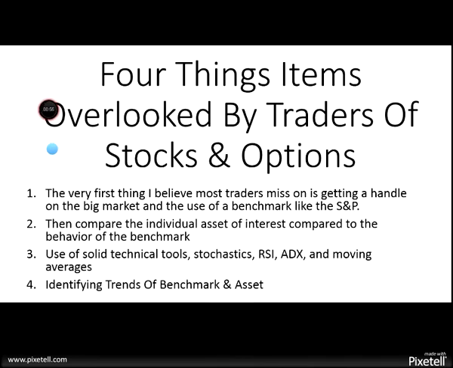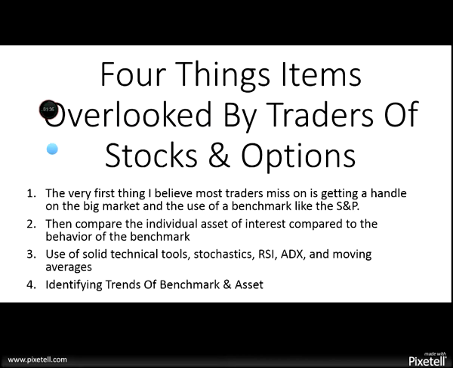I believe that there's four items that are overlooked by most traders of stocks and options. The very first thing I believe most traders miss on is getting a handle on the big market and the use of a benchmark like the S&P. Unless we understand where the big market is going, it's hard for us to understand if a particular stock that we're looking at is trading independently or if it's moving with the herd. Then we want to compare the individual asset that we're considering to the behavior of the benchmark.